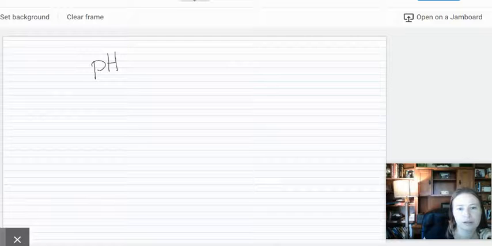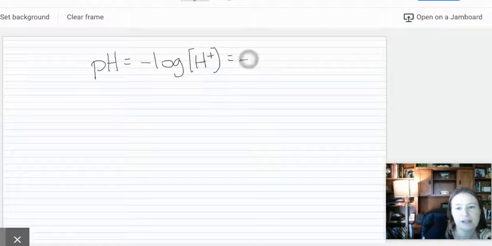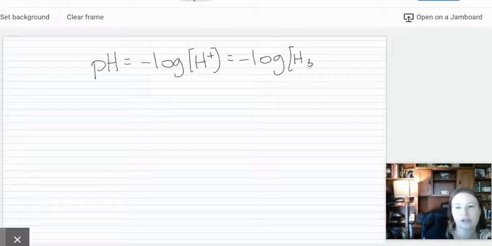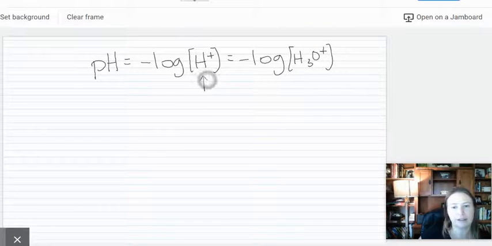pH equals the negative log of H plus. That's the lazy way of writing it. The negative log of H3O plus is the proper way that your book will have for finding pH. And for these pH problems, literally all you do is plug the H or H3O plus into your calculator, take the negative log of that, and you have your pH.